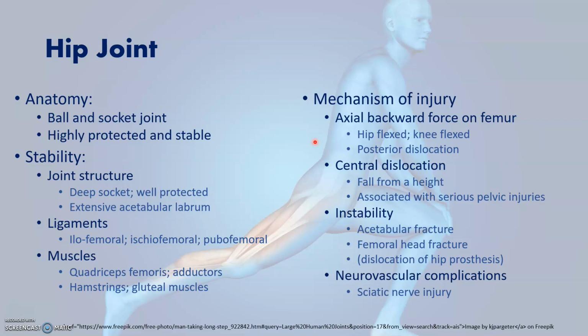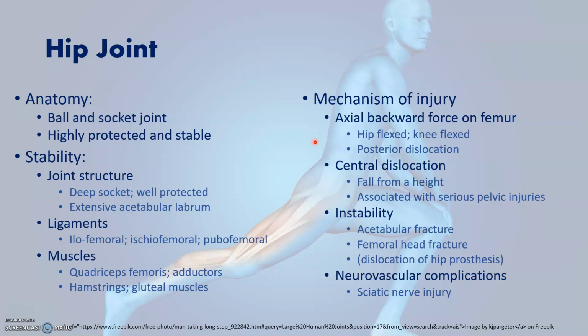The most common mechanism of injury is a backward force on the femur with the hip and knee flexed. So in the sitting position, there's a force from in front on the knee, through the femur into the hip, and this produces a posterior dislocation. Central dislocations are less common and they may be seen from a fall from a height, and the importance of these injuries is that they can be associated with serious intrapelvic injuries.